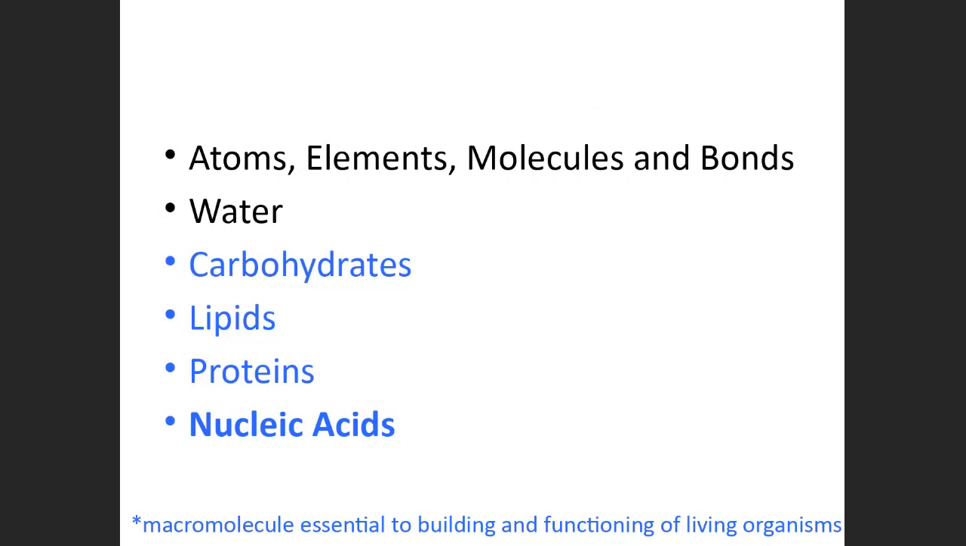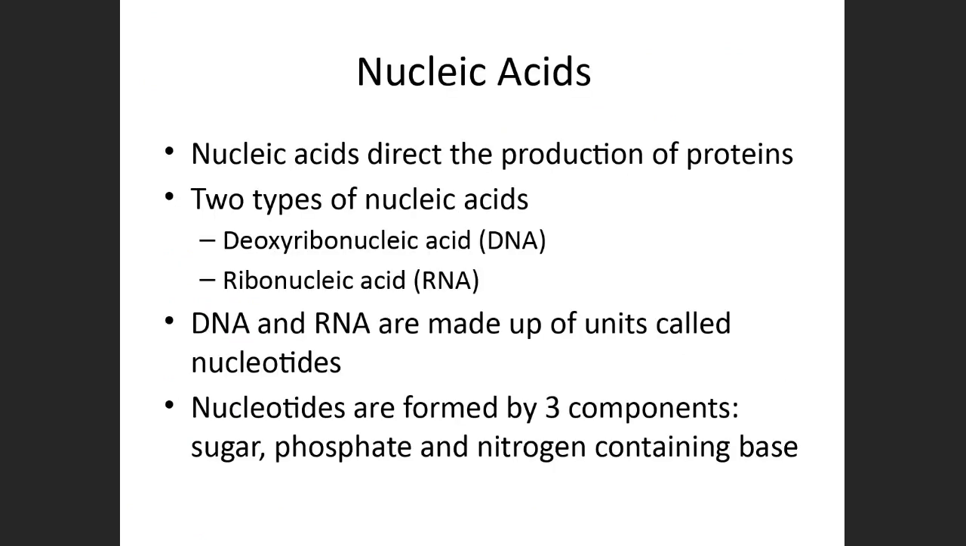Okay, and the final type of macromolecule that we're going to talk about today are nucleic acids. And everybody's heard of these, I am sure. This is DNA and RNA. We're going to talk more in depth about them, I think, in chapter 8, but just to give you a little idea of their molecular structure. These actually direct the production of protein.